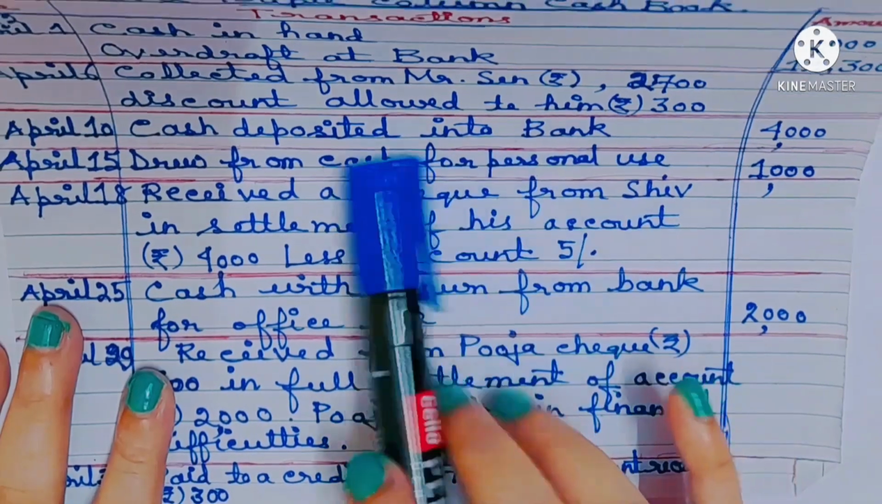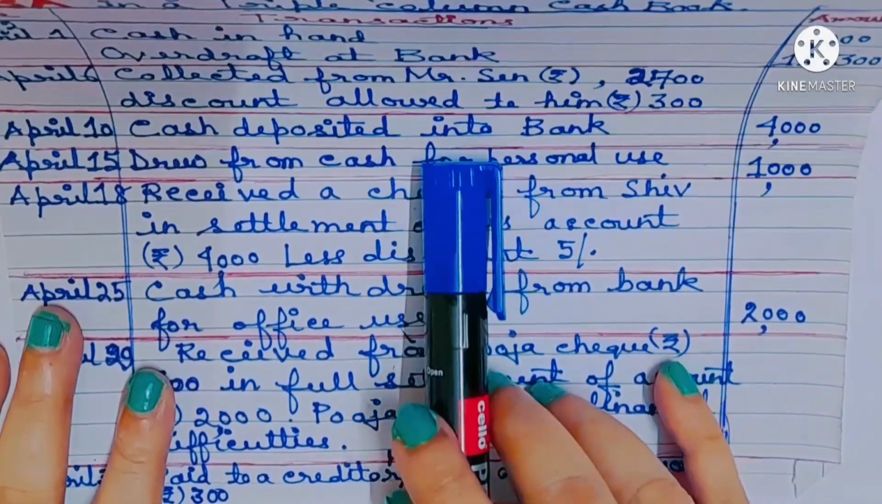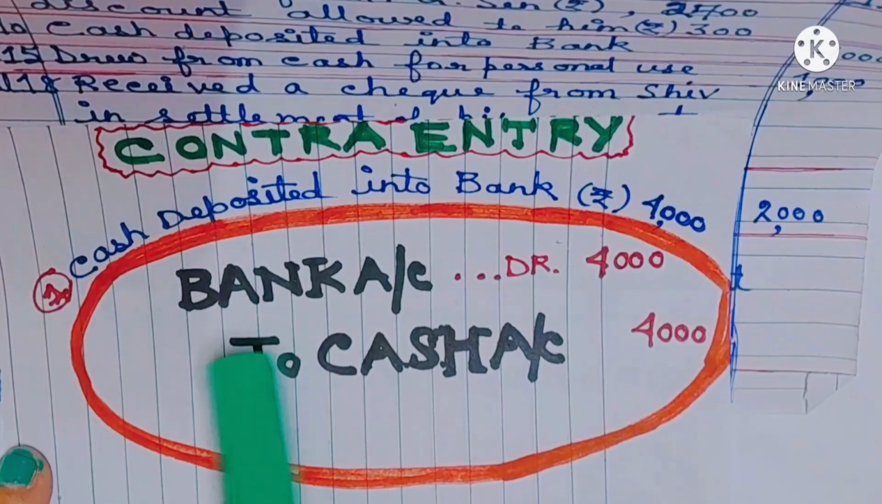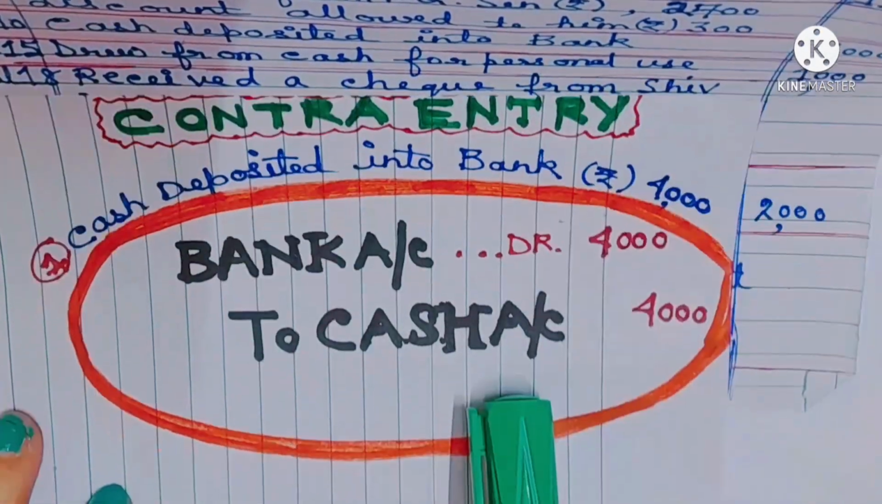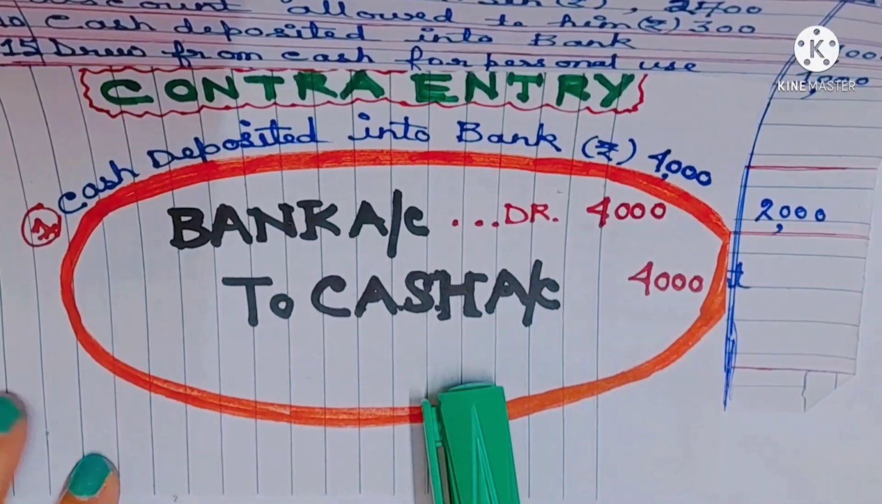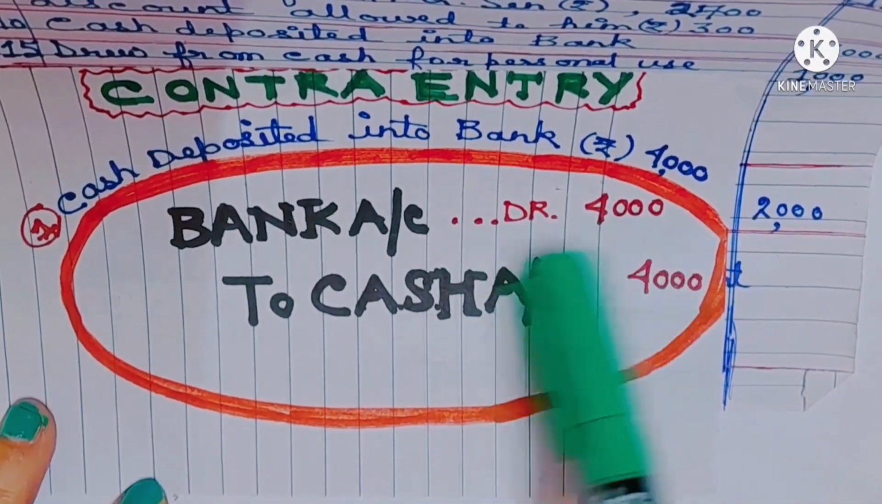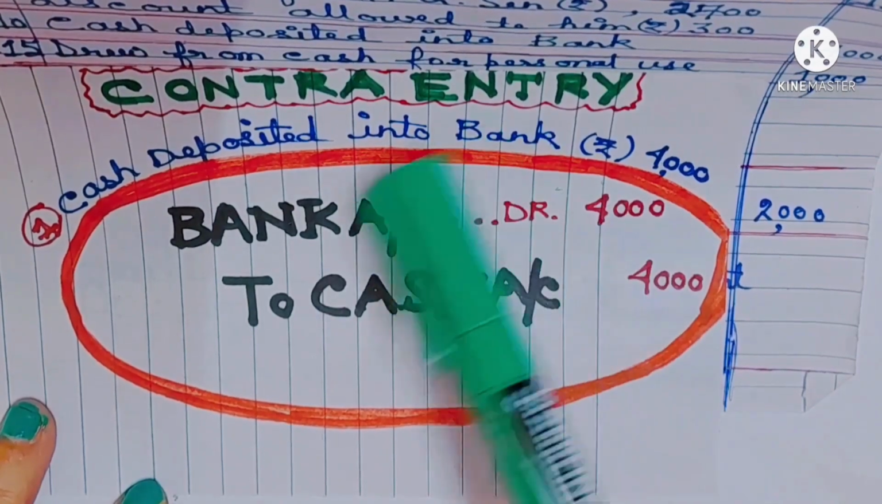Okay, so here what will be the journal entry? Let me show you. Say, on 10th April, cash deposited into bank 4,000. Bank account debit to cash account 4,000. Cash deposit into bank. This is a contra entry.